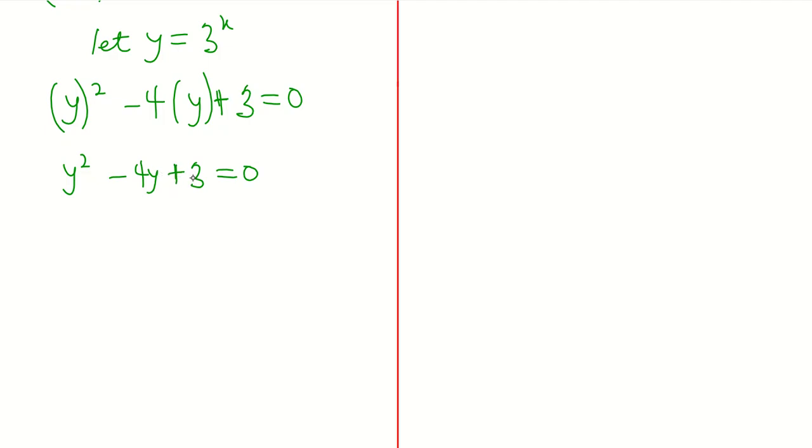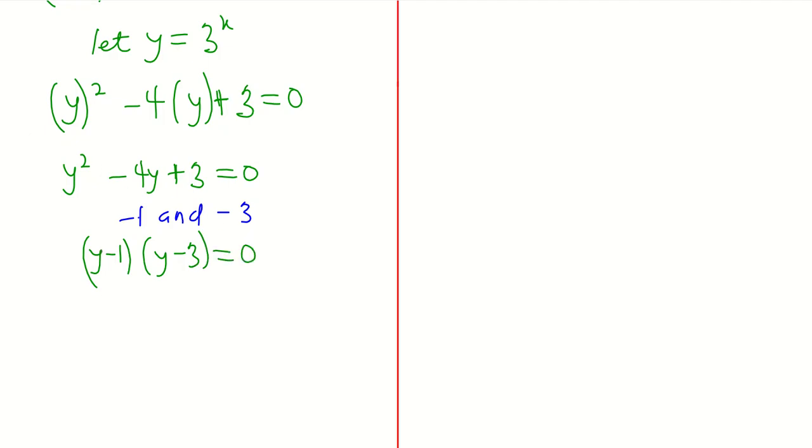So we can simplify it by multiplying the coefficient of y squared by the constant term 3, and that becomes 3. So we are going to have factors of 3. When we add, we get minus 4, and when we multiply, we get positive 3. And those factors are minus 1 and minus 3. So the simplified answer for this equation is y minus 1 and then y minus 3, which is equal to 0.